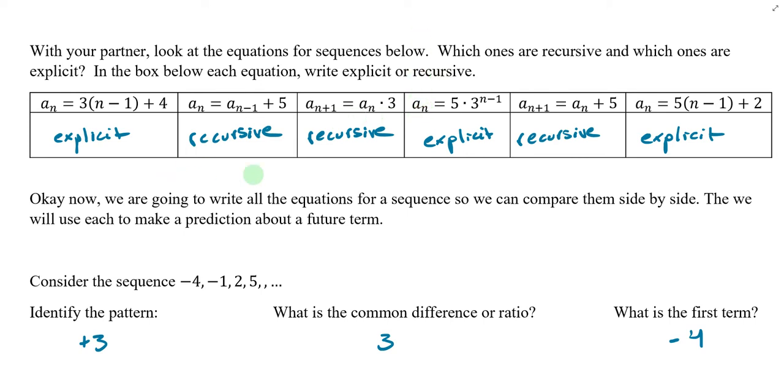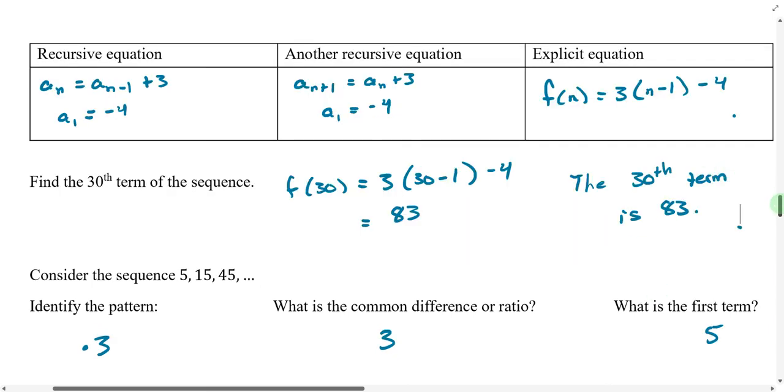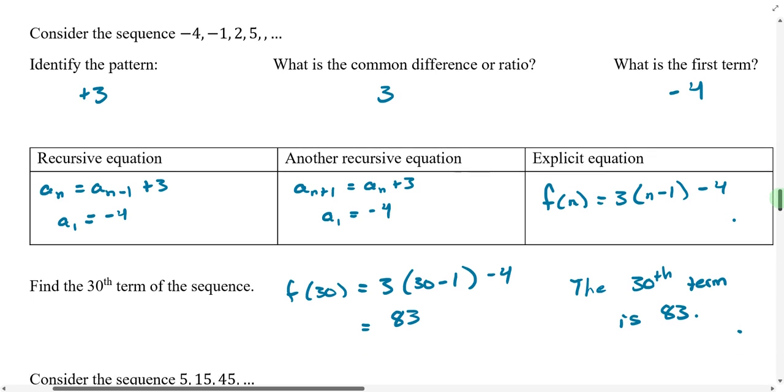Okay, so what we're going to do in these next problems, we're going to write all the equations for a sequence so we can compare them side by side. So let's take a look at these ones, if it'll let me scroll here. There we go. So we have a sequence, and it is -4, -1, 2, 5. So the first thing we want to do is identify the pattern. Hopefully you identified it as a pattern where we're adding 3 each time.